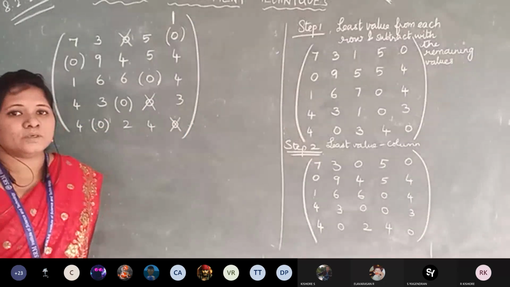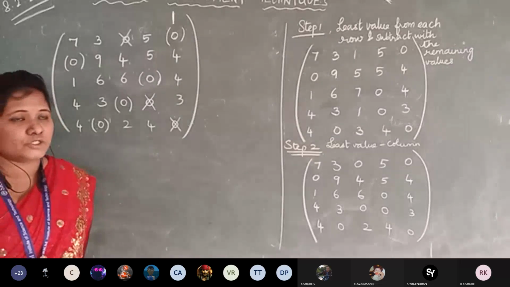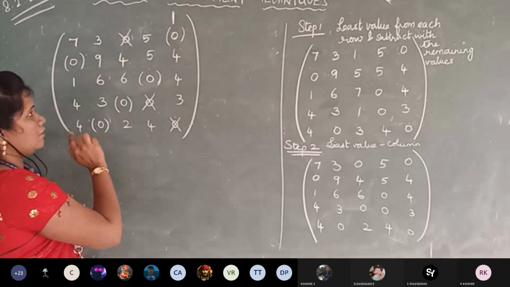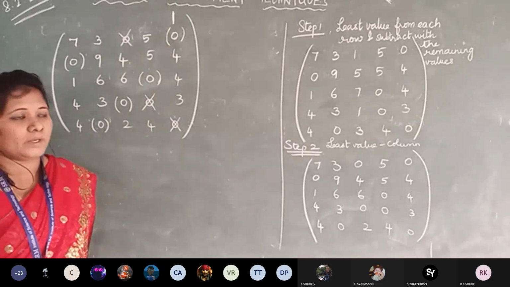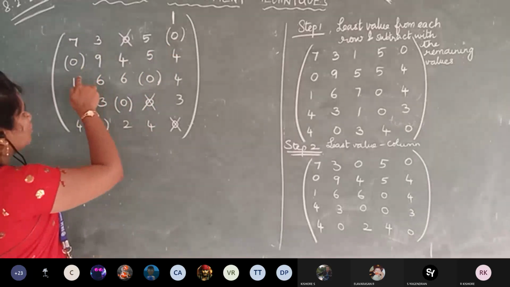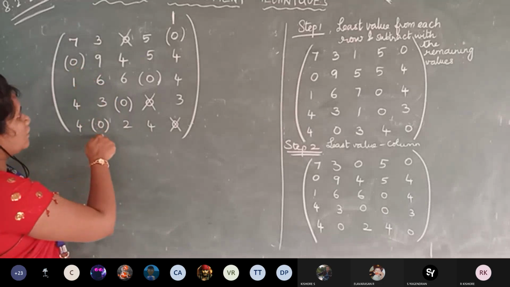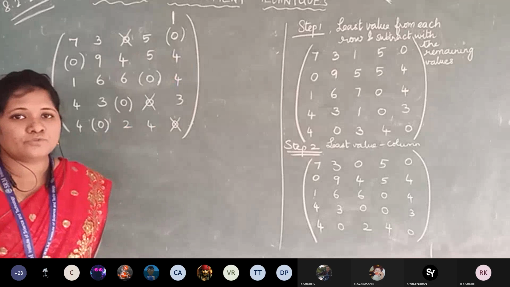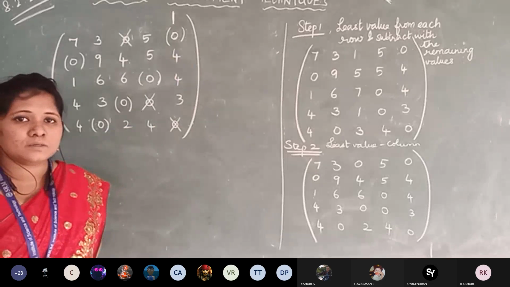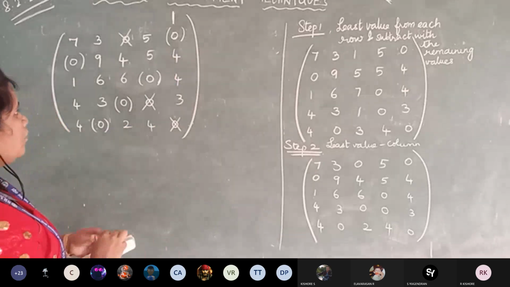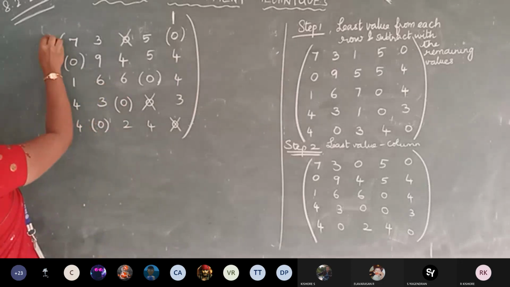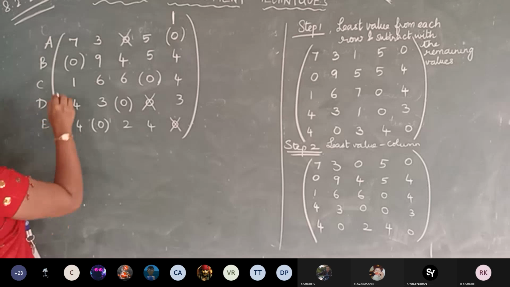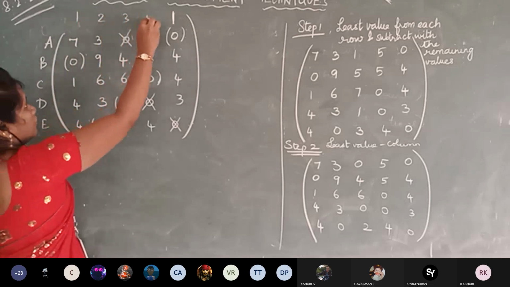So you have to see whether for each row you've got one allocation. See, you've got here one, here one, here one, here one, here one. So for each row we have got one allocation, and for each column also you have to see. In this column we have got, in this column we have got. So we have got an allocation for corresponding rows and columns. So immediately you have to write: this is your A person, B person, C, D and E person, and your jobs are 1, 2, 3, 4 and 5.